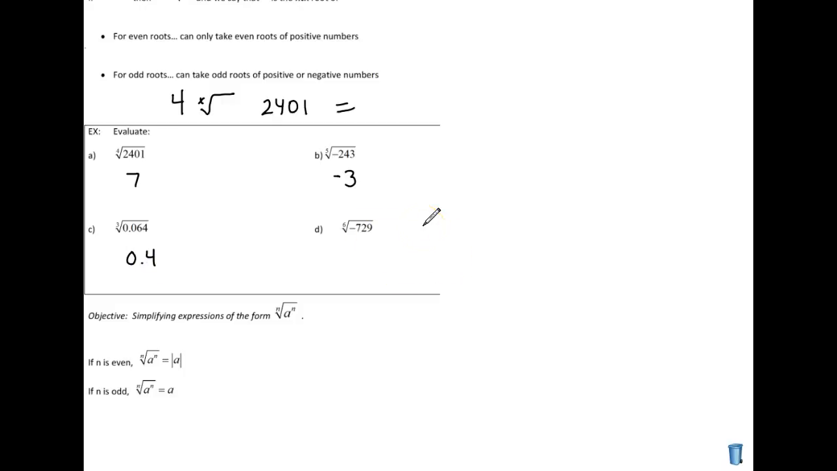And then if you're going to take the sixth root of negative 729, what happens there? Well, you get an error because, as we just said, you can only take an even root of positive numbers, so this is not a real number. Okay, so even roots can only be of positive numbers.